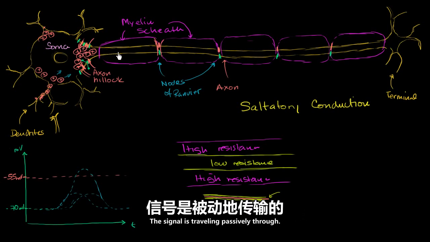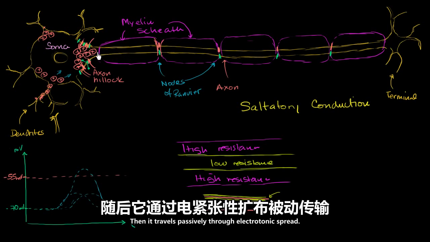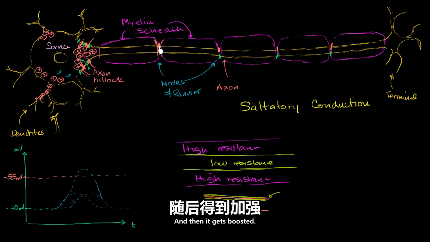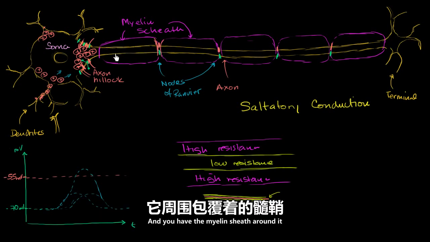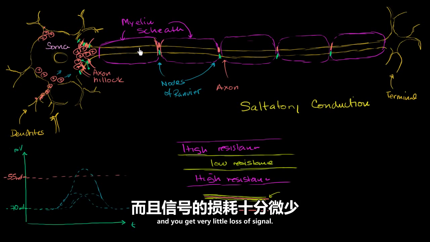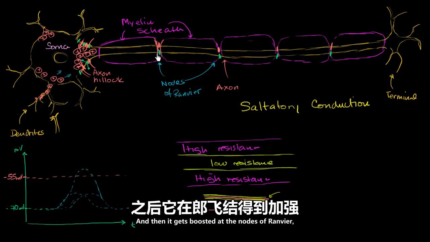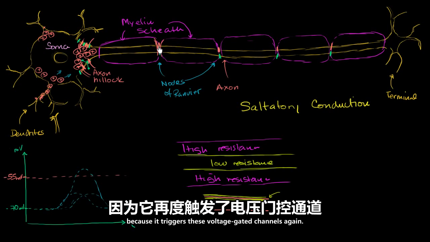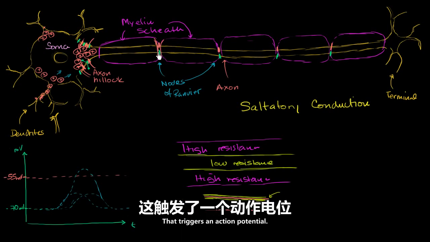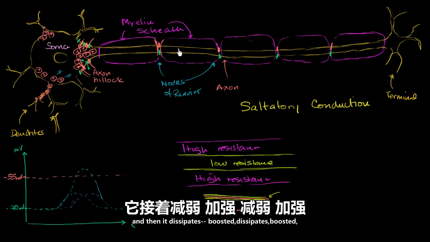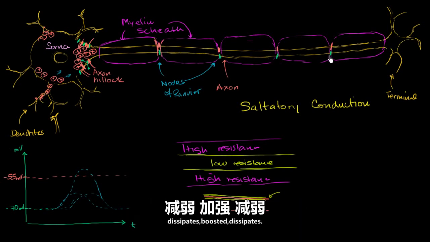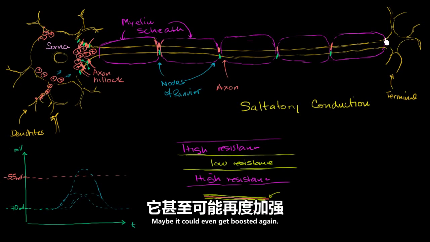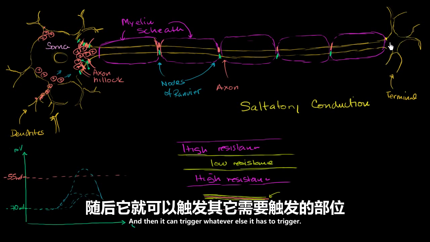The signal is traveling passively through. It gets triggered here in the axon hillock, then it travels passively through electrotonic spread. And then you have the myelin sheath around it to make sure it goes as fast as possible, and you get very little loss of signal. And then it gets boosted at the nodes of Ranvier because it triggers these voltage-gated channels again, which triggers an action potential, and then your signal gets boosted, and then it dissipates, boosted, dissipates, boosted, dissipates. Maybe it could even get boosted again, and then it can trigger whatever else it has to trigger.